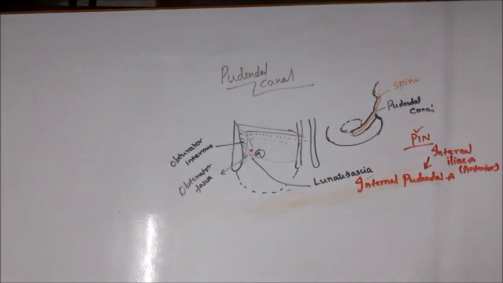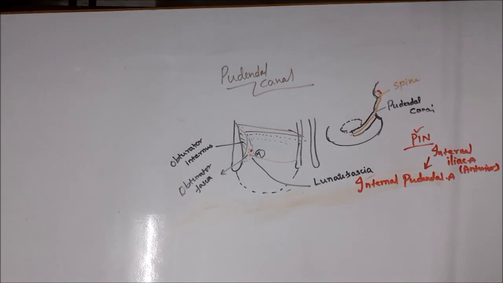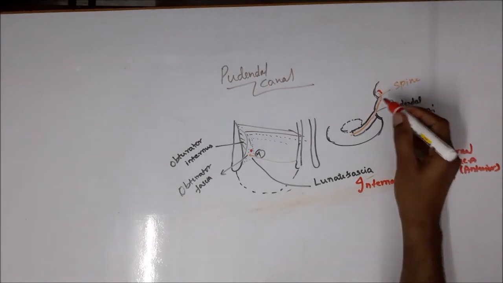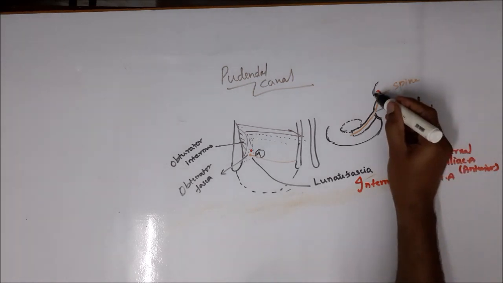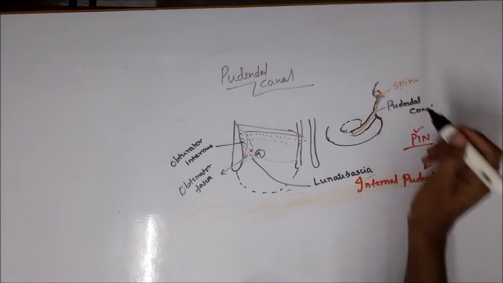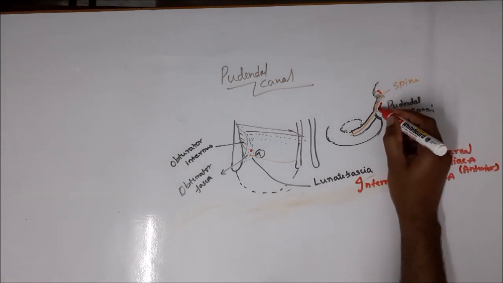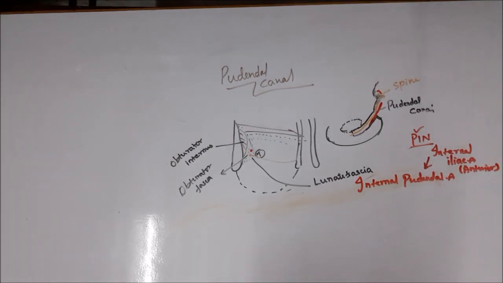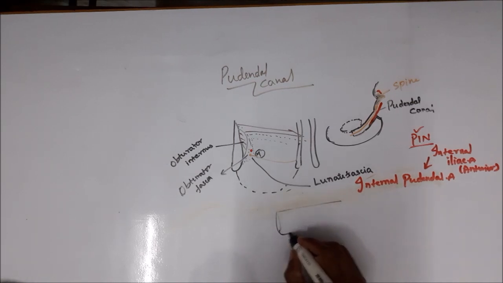So this internal pudendal artery is also having the same course. It's arising somewhere in the pelvic region, coming into the gluteal region through this greater sciatic notch below the piriformis, then crossing behind, or you can say dorsal to the ischial spine, and coming into the perineum via lesser sciatic notch and entering the pudendal canal. Same thing like the pudendal nerve. So this is pudendal canal.